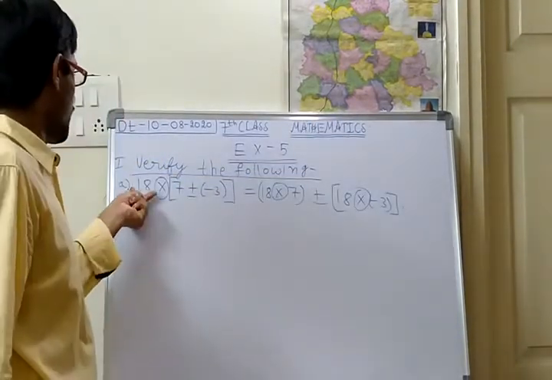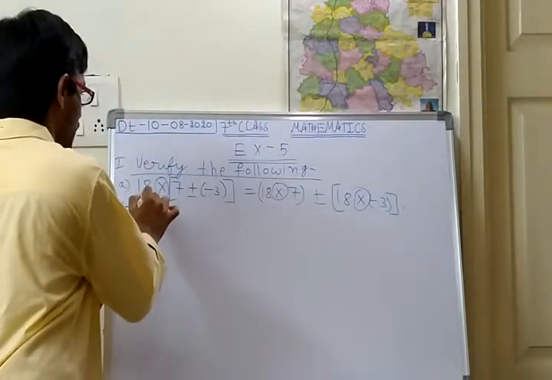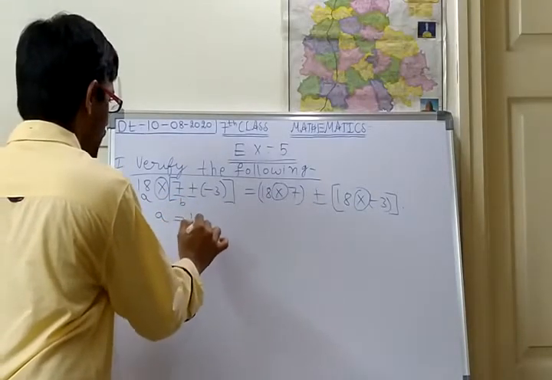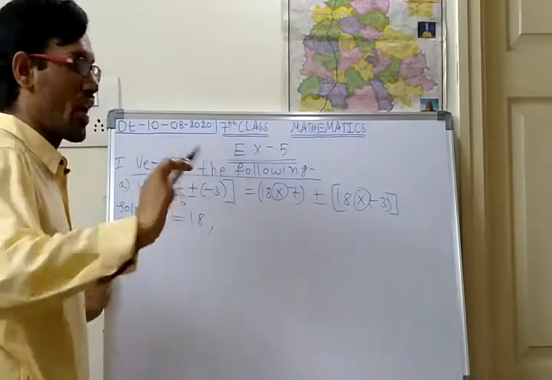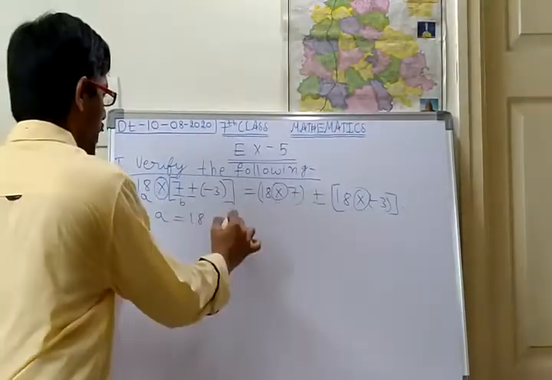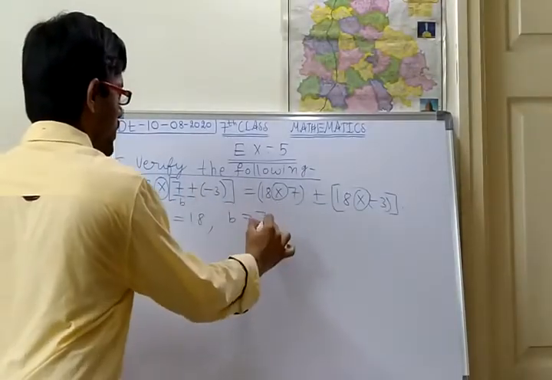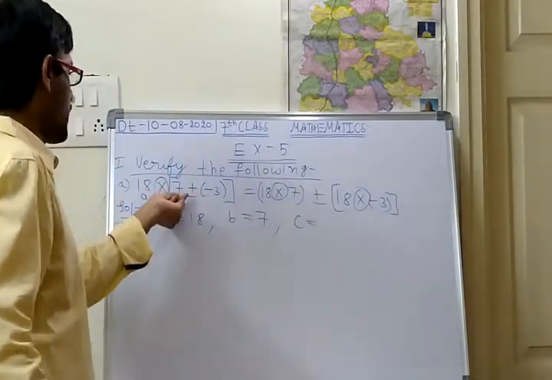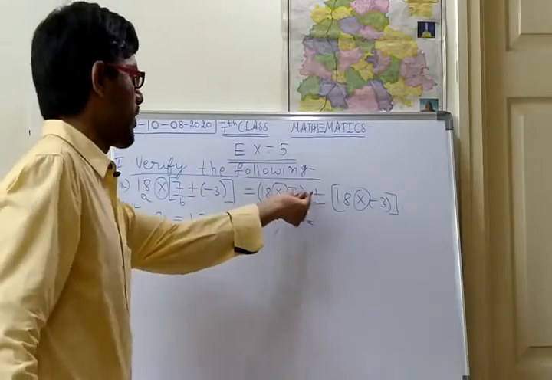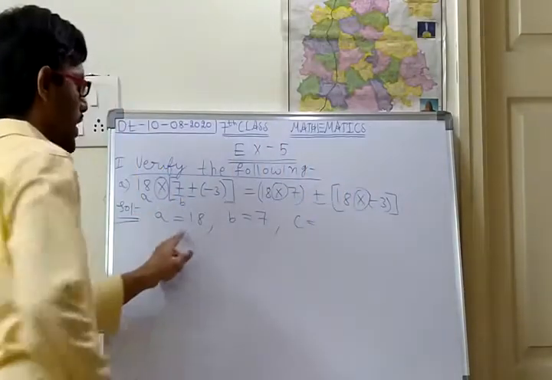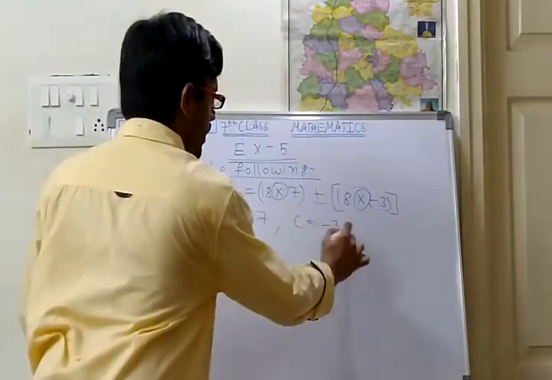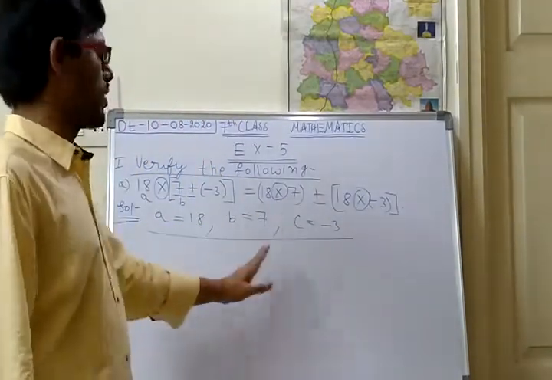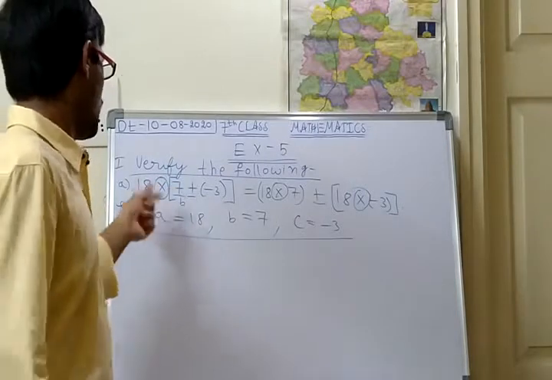So consider 18 as A, 7 as B, and C is equal to minus 3. Just write this down for your understanding. So 18, 7, minus 3: three integers are there. Any three integers A, B, C are there, and you write them down.